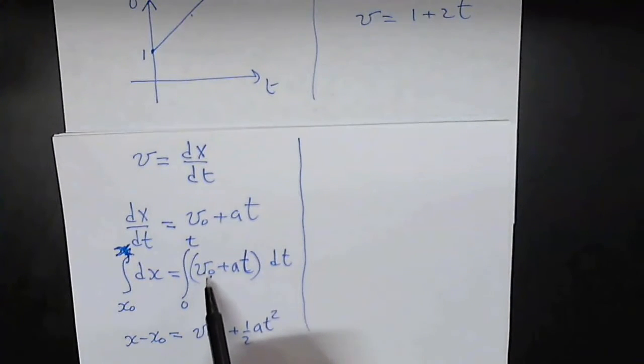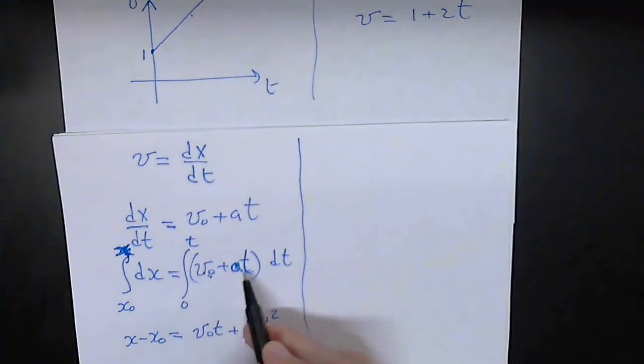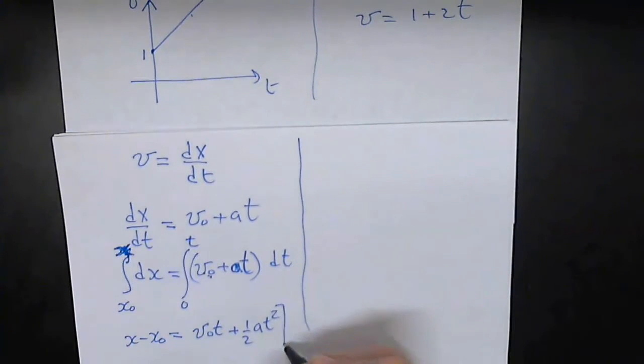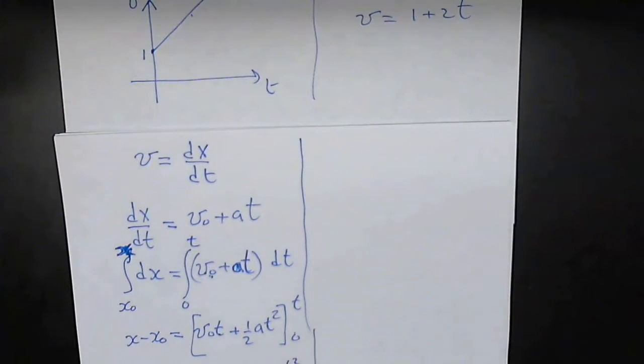Remember, v naught is a constant, the initial velocity, and a is constant because this is the case we are analyzing. And so this is the integral of v naught plus at. As you can see, it's a quadratic function. And now you evaluate at t and 0. Because this has t and 0, the right hand side just becomes this. And this is the first kinematic equation.